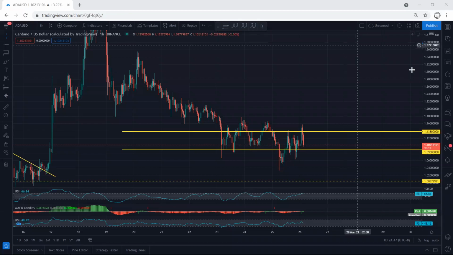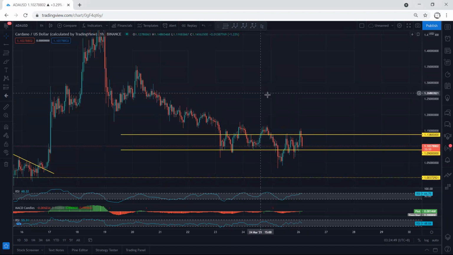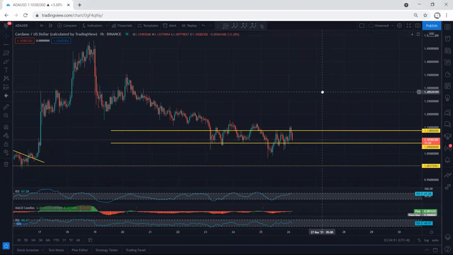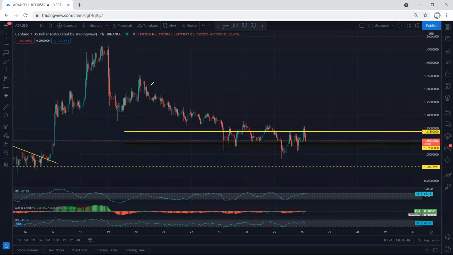ADA, we start with the 1 hour chart. We want to see how we can look for a trade. And as we can see, what we expected, the price to drop, this is what we get. Since the price was within this move, we mentioned we're looking for the down move.